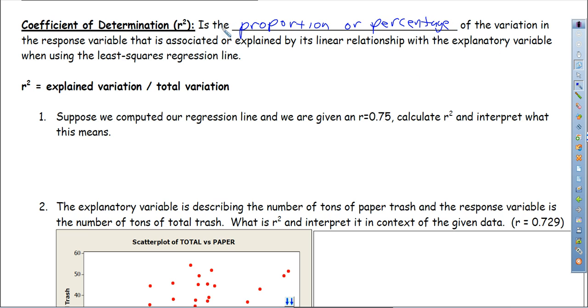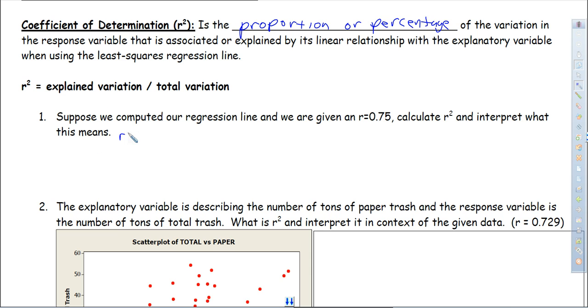So this is just saying, well, how much of the total variation? So we might want to put total variation in the response variable that is explained or accounted for by the explanatory variable. And here we have R squared is the explained variation over the total variation. And, well, that's just a proportion, and we will look at that later, either in another video or in class. Suppose we computed our regression line, and we are given an R value of 0.75. Calculate R squared and interpret what this means.